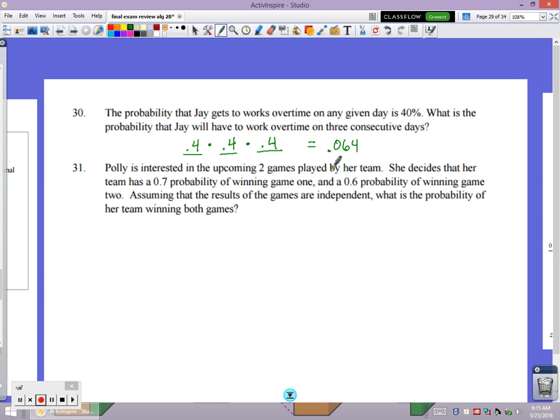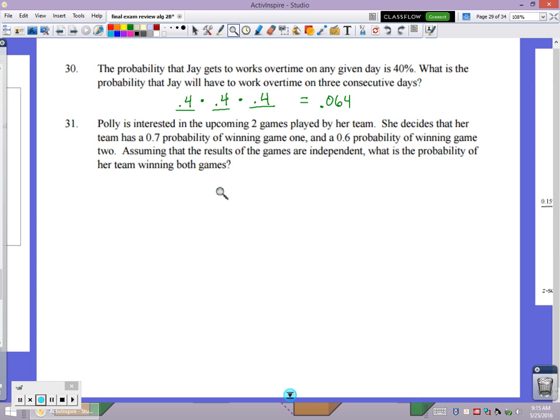All right, Polly is interested in the upcoming 2 games played by her team. She decides that her team has a 0.7 probability of winning Game 1 and a 0.6 probability of winning Game 2. Assuming that the results of the games are independent, what is the probability of her team winning both games? Same concept, right? So the probability of the first game times the probability of the second game, and you'll get the probability that they win both games would be 0.42.